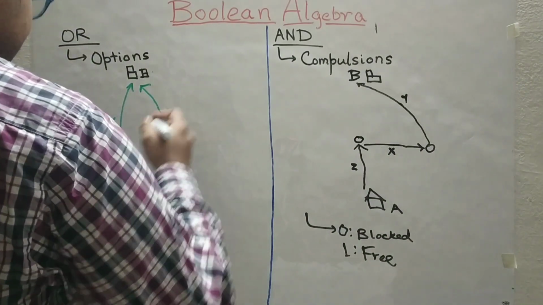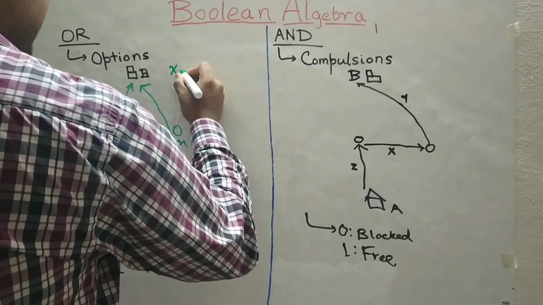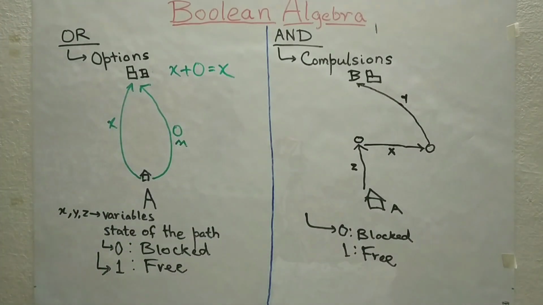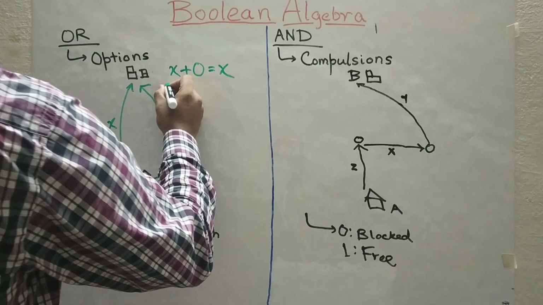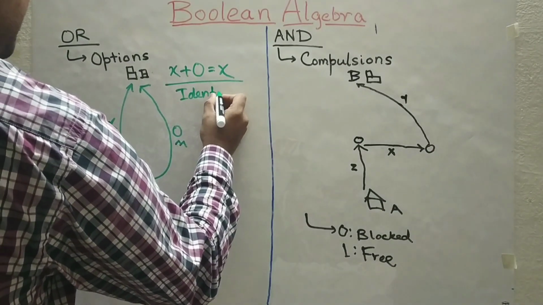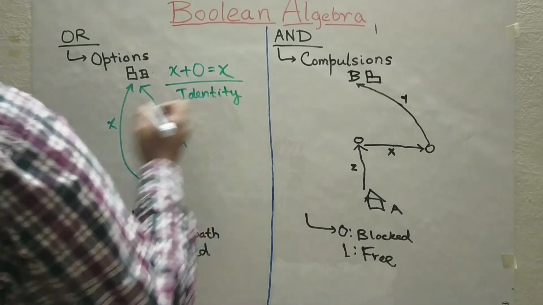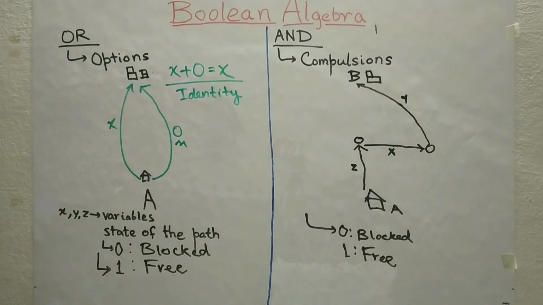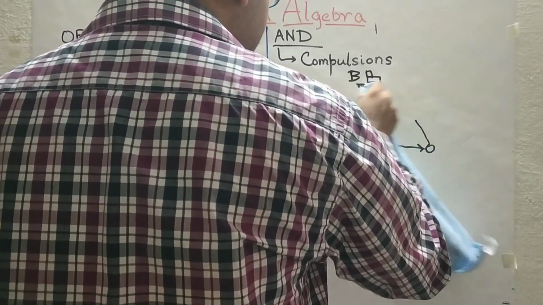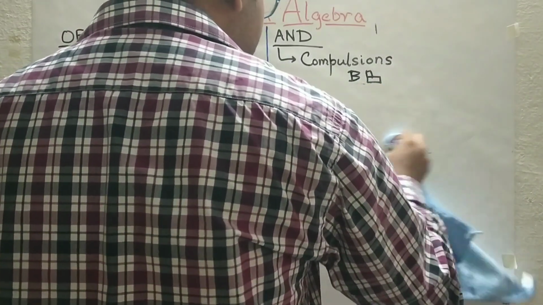So here this means X or 0 is equal to X. This is the identity law, or the identity property of Boolean algebra. Okay, so let me erase this part also.